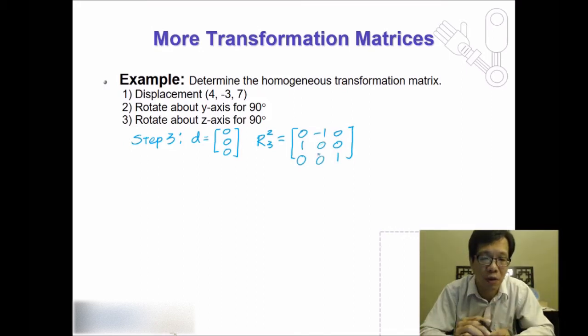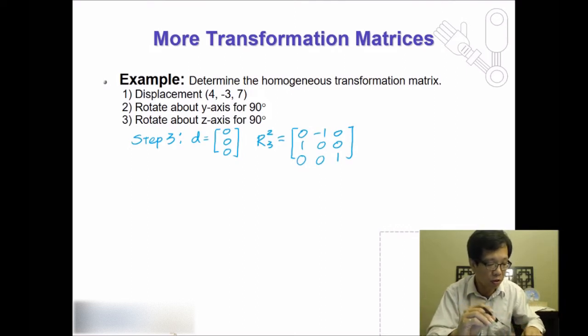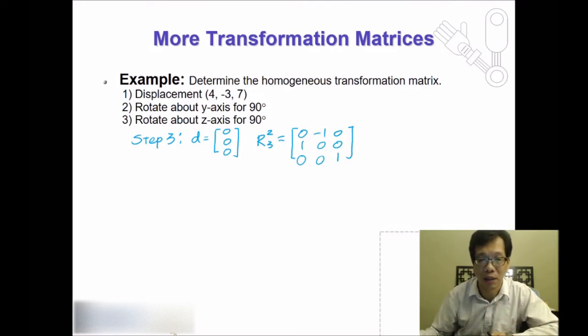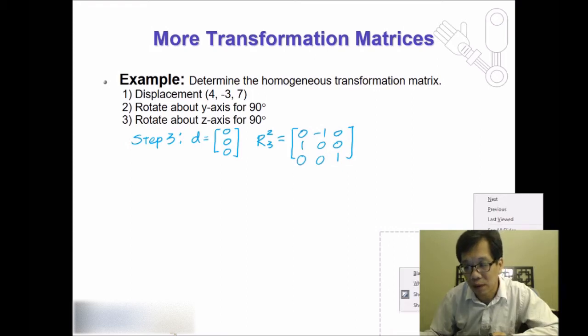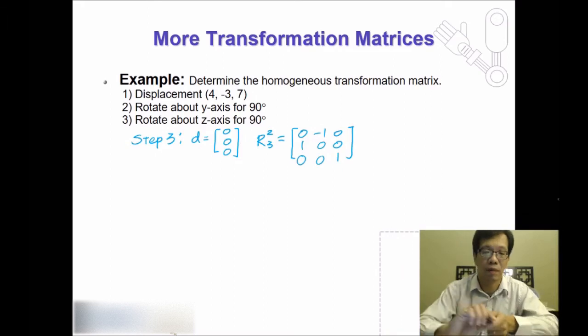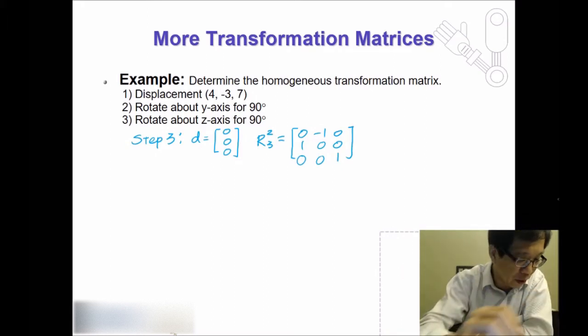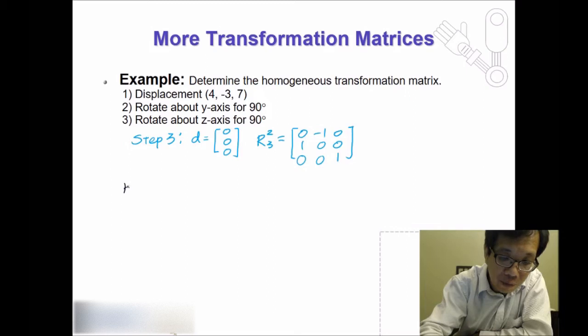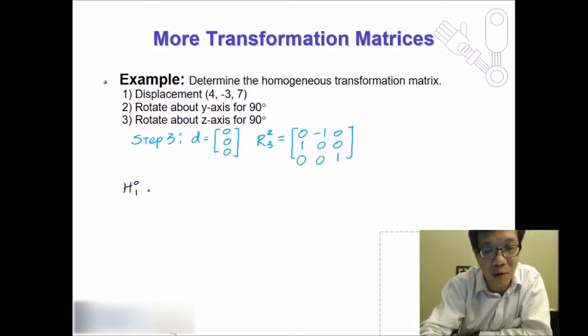Okay, so we finished our 3 steps and we got our displacement vector, we got our rotation matrix. So we can start to synthesize our homogeneous transformation matrix for individual step. Let's do that. So with that said, we should be able to come up with our H0 to 1 from frame 0 to frame 1.